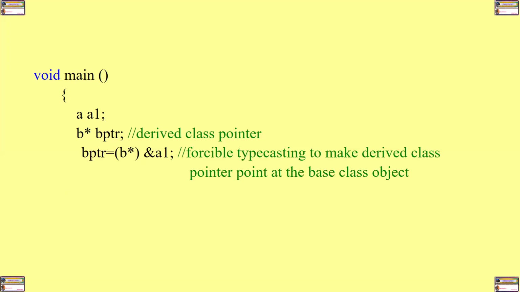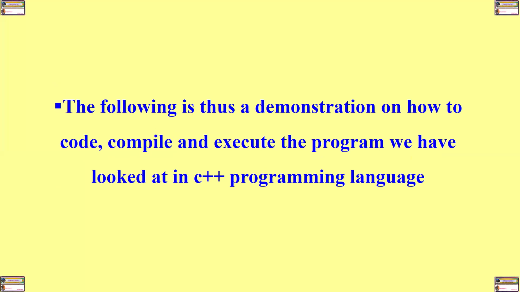From there, this statement is performing what we call forcible typecasting in order to make the derived class B pointer point at the base class object, just as you can see. So the forcible typecasting is the section which is in brackets, that is bracket B asterisk, you close. And that's all with the main program.